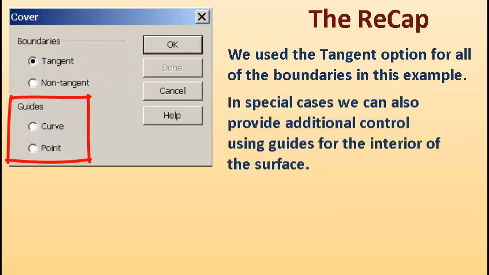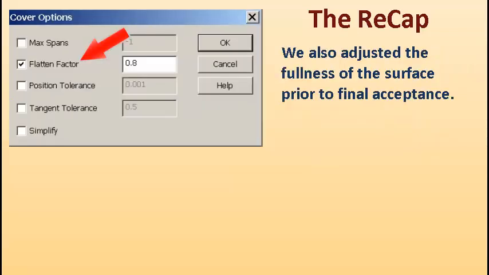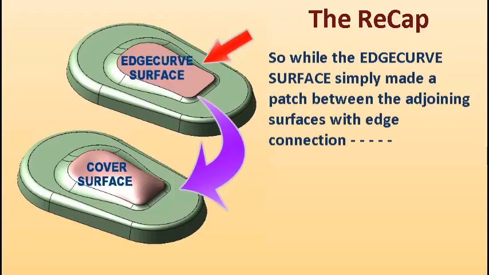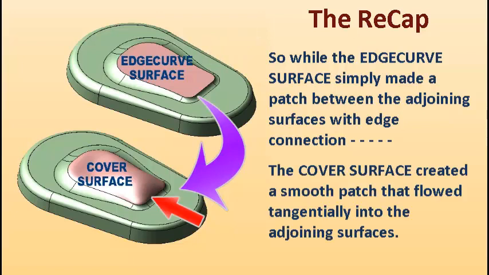In special cases, we can also provide additional control using guides for the interior. We also can adjust the fullness of the surface prior to final acceptance. So while the edge curve surface simply made a patch between the adjoining surfaces with edge connection, the cover surface created a smooth patch that flowed tangentially into the adjoining surfaces.